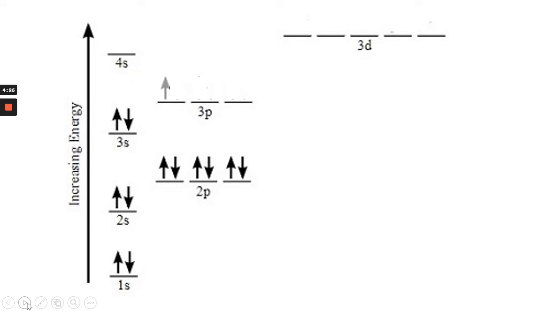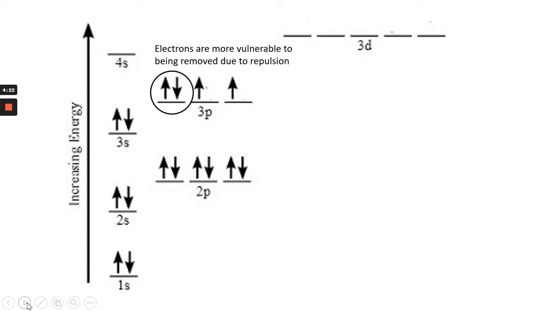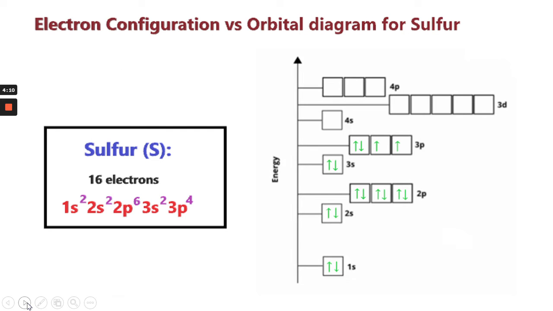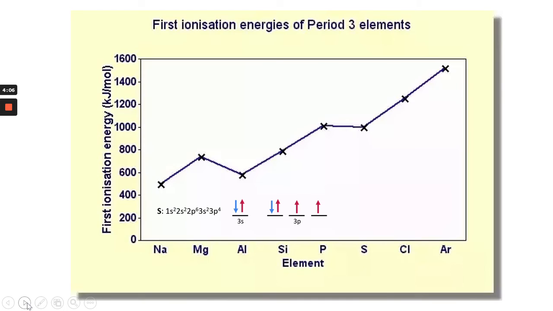So going to 3s and then 3p, something similar happens there. So in the 3p subshell, there's an orbital where there are two electrons next to each other. That's a full orbital. So therefore these electrons are more vulnerable to being removed due to repulsion. So this is obviously sulfur, this particular example that we're looking at.